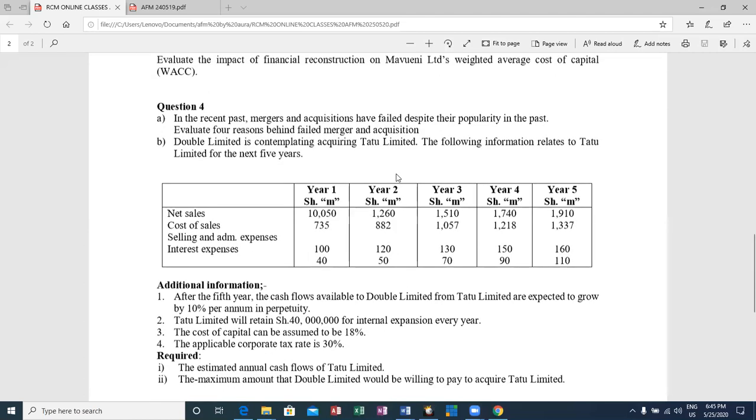Question number 4, ladies and gentlemen, what are they telling us there? We look at part B of this question. It's also talking about perpetuity. Like if you look at last semester, they gave us perpetual cash flows twice. So Double Limited is contemplating acquiring Tattoo Limited.